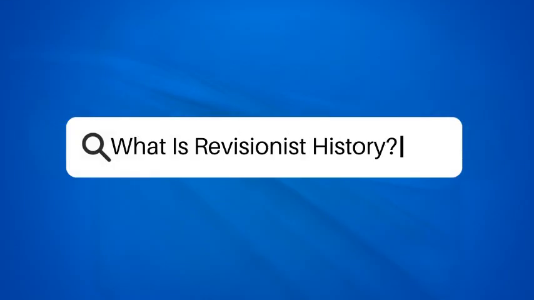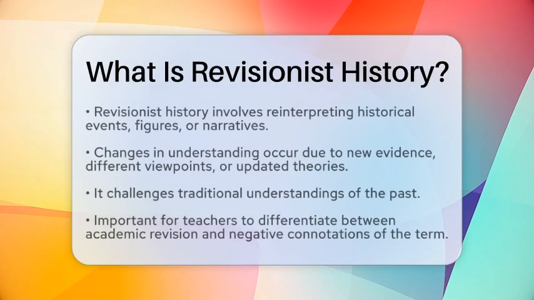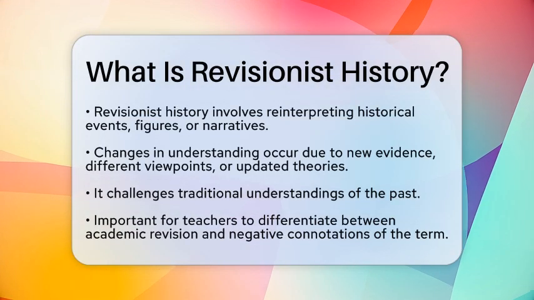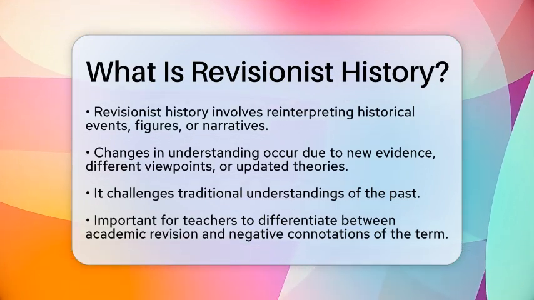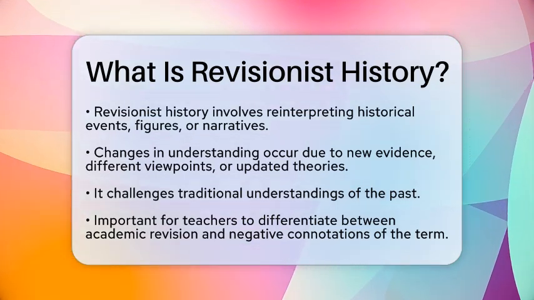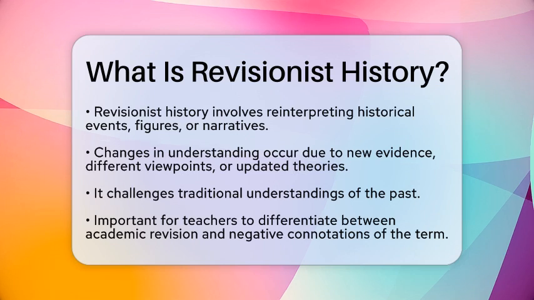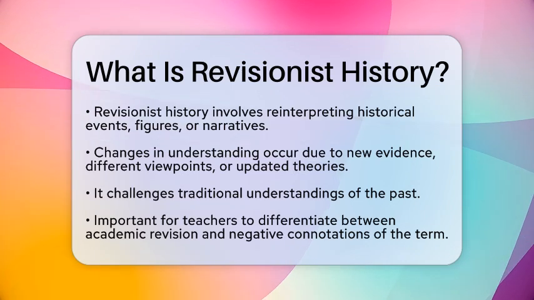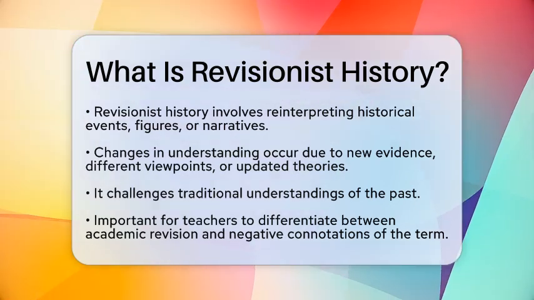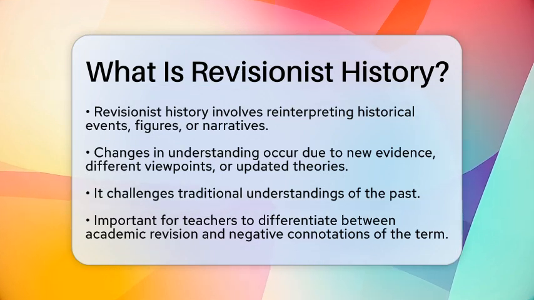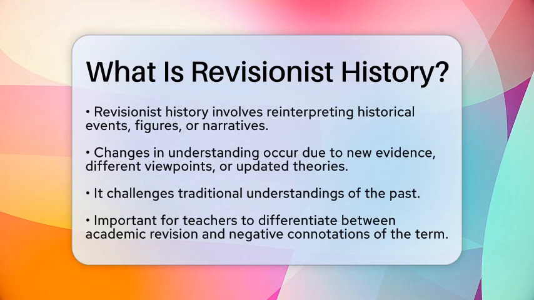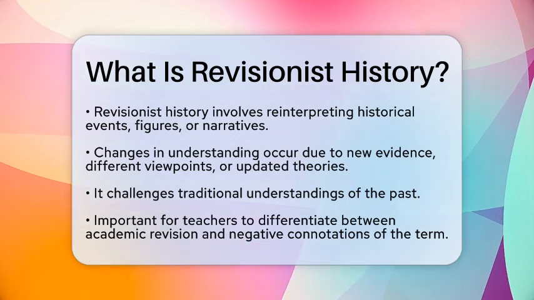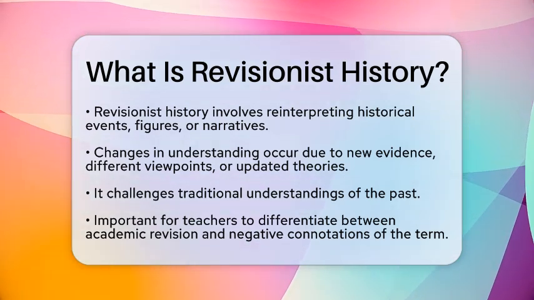What is revisionist history? Have you ever wondered how our understanding of history can change over time? This brings us to the topic of revisionist history. So, what exactly is it? Revisionist history is the process of reinterpreting historical events, figures, or narratives. This happens when new evidence, different viewpoints, or updated theories come into play. It often challenges what we have traditionally understood about the past.